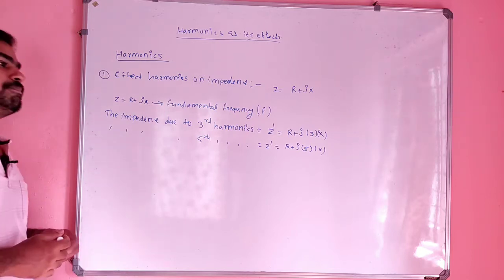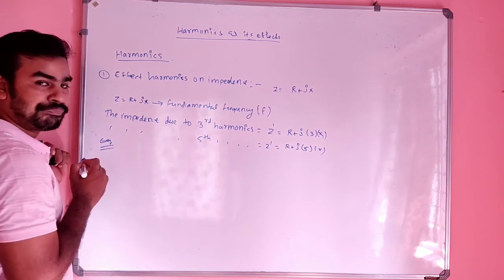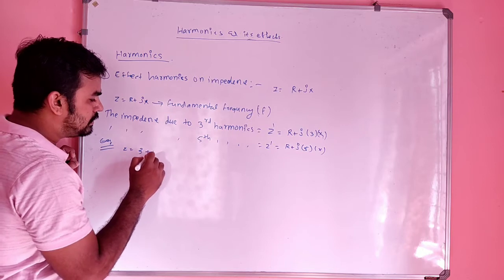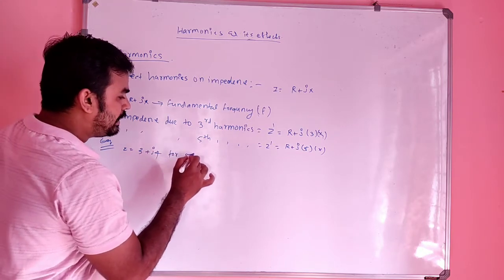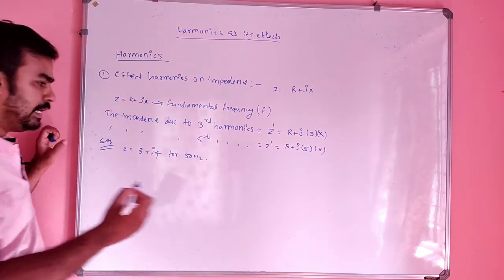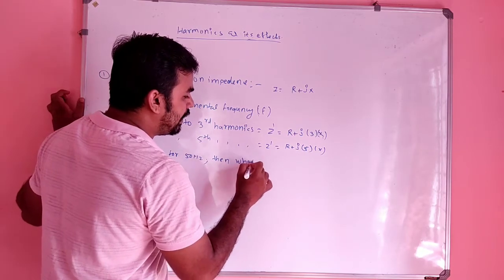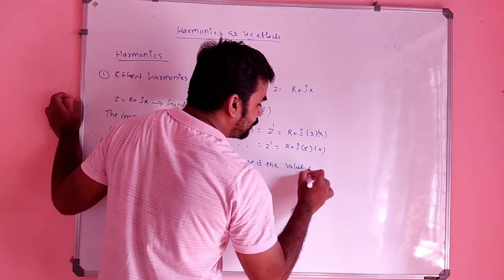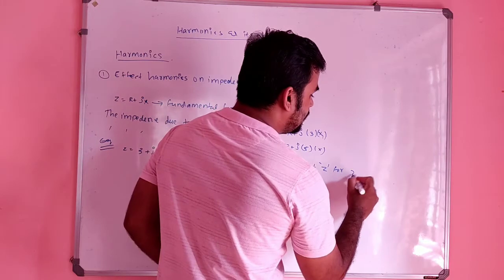Let's take an example. If you have an impedance of Z is equal to 3 plus j4 for 50 hertz frequency, then what is the value of Z for the third harmonic?